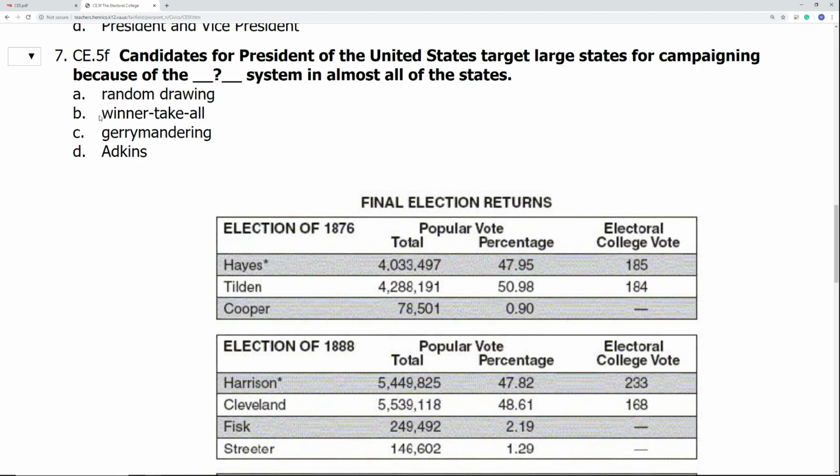But number 7 is B, winner take all. So remember, even if you win by one vote, you get all of the votes for that state, all the electoral votes for that state. All right.